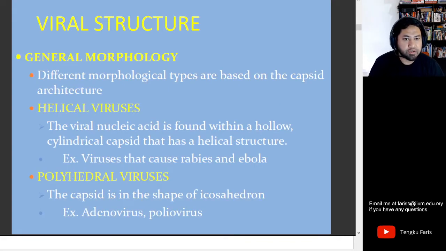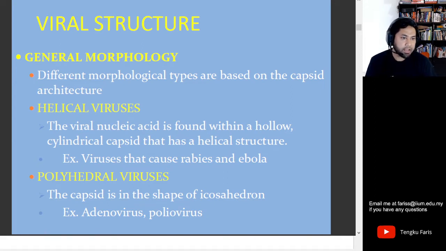The virus structure, you see the general morphology. The different morphological types are based on the capsid architecture, whether the capsids are helical or polyhedral, so that is where we want to differentiate. That is how we can differentiate them based on the shape.